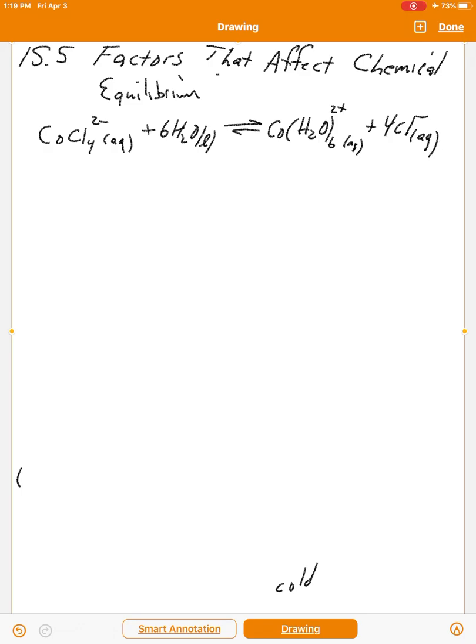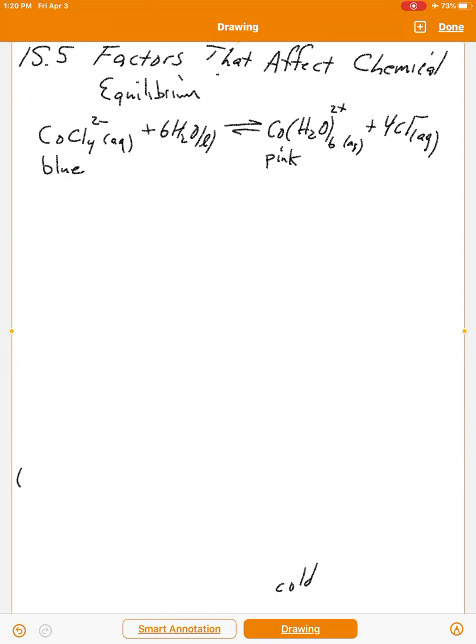Okay? Now here's what's significant about this reaction. This is why we pick it as an example. It turns out that this substance on the left in water is blue, and this substance over here on the right is pink. So cobalt chloride is blue, but hexaaqua cobalt 2 ion, that one's pink. Water, of course, is clear, so is the chloride ion.